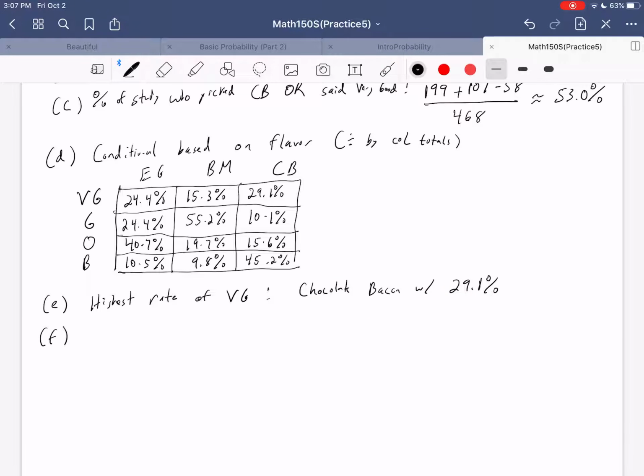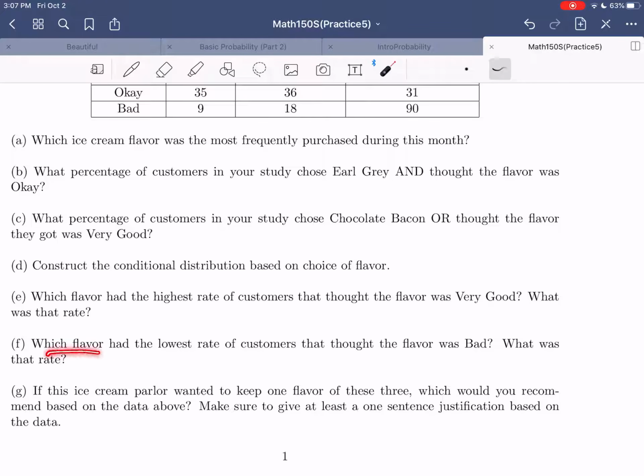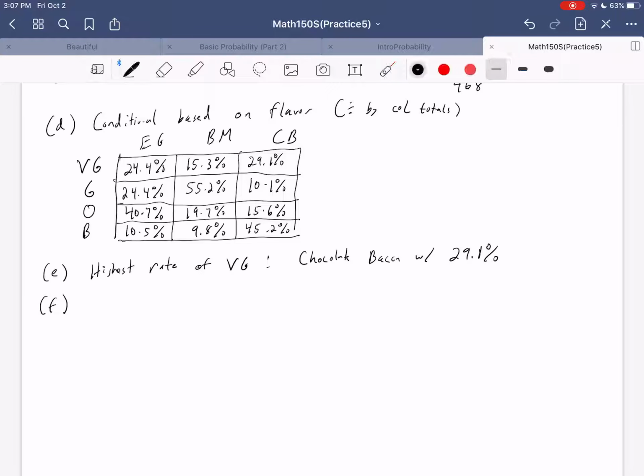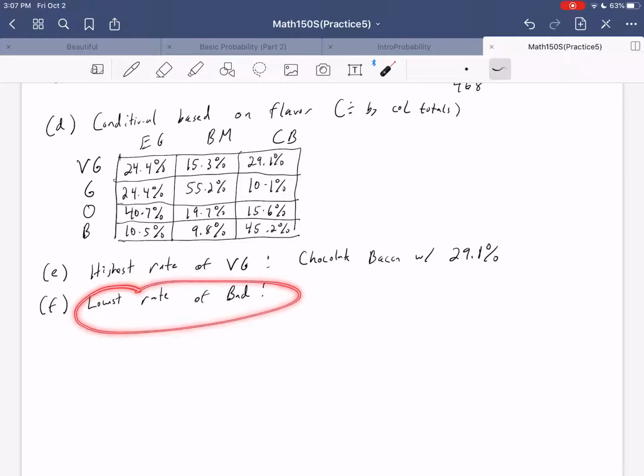All right, let's go ahead and look at what we want to do in F. For F, we want to say which flavor had the lowest rate that thought the flavor was bad. And again, we want to say what that rate was. So lowest rate of bad. Now, since chocolate bacon had the highest rate of very good, does that guarantee that it has the lowest rate of bad? Well, of course not, because there's not just two options. It's not like you got to say very good or bad. There's all these other options like good or okay in between.